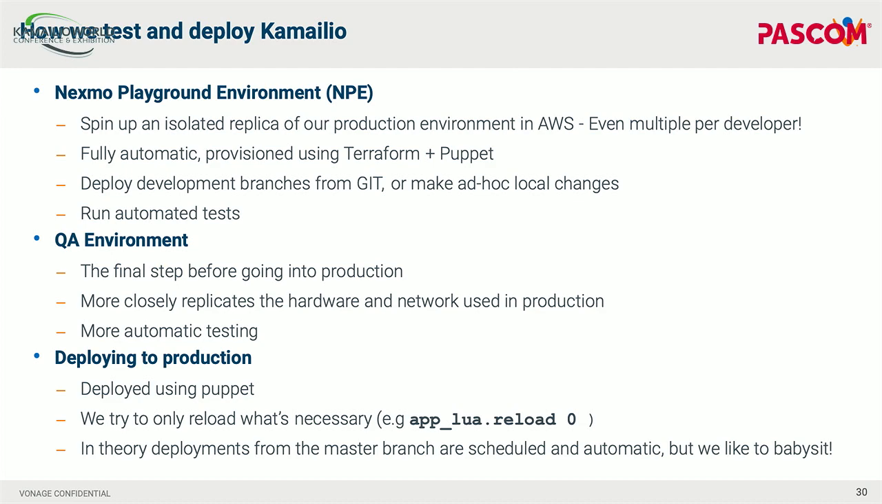So it's all deployed using Puppet. We generally only reload what's necessary, so if we make a change to the Lua, we'll just reload the Lua. If it's a dispatcher change, we'll just reload the dispatcher. And in theory, deployments are scheduled from the master branch. It could be automatic, but we tend to babysit at the moment.